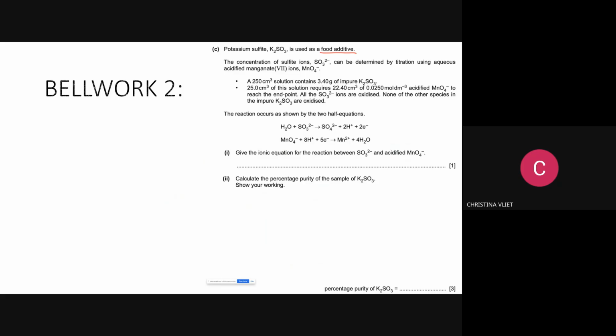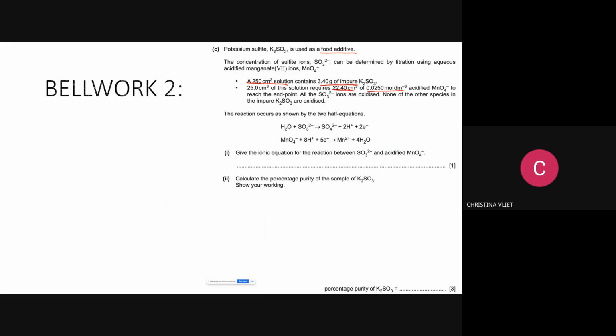And they give you a method. They take an impure sample, which means it's not just potassium sulfite, it's got other stuff in it. And they make a 250 cm3 solution of that. Then they take out 25 cm3 and use that for the titration. And they titrate it against a known amount of acidified MnO4 minus to reach the endpoint. So a very standard titration question.